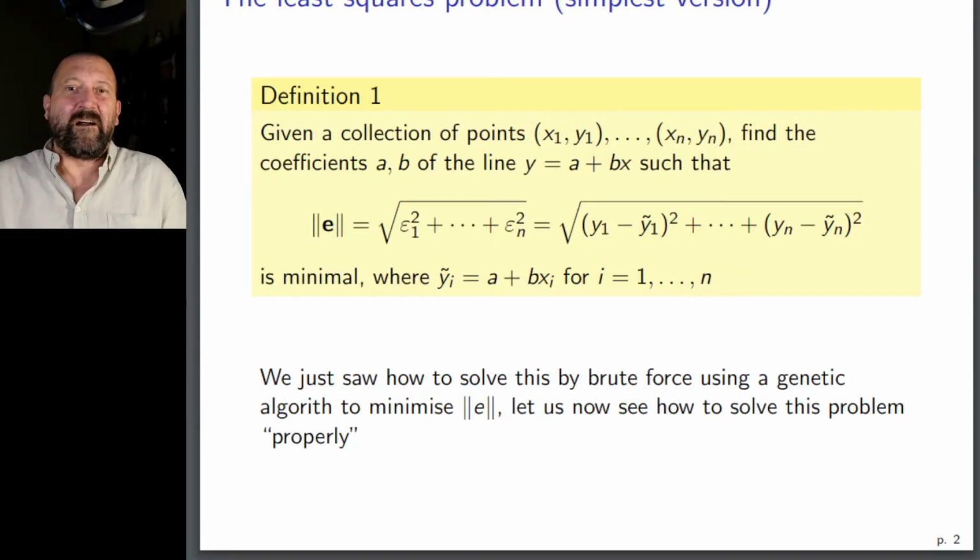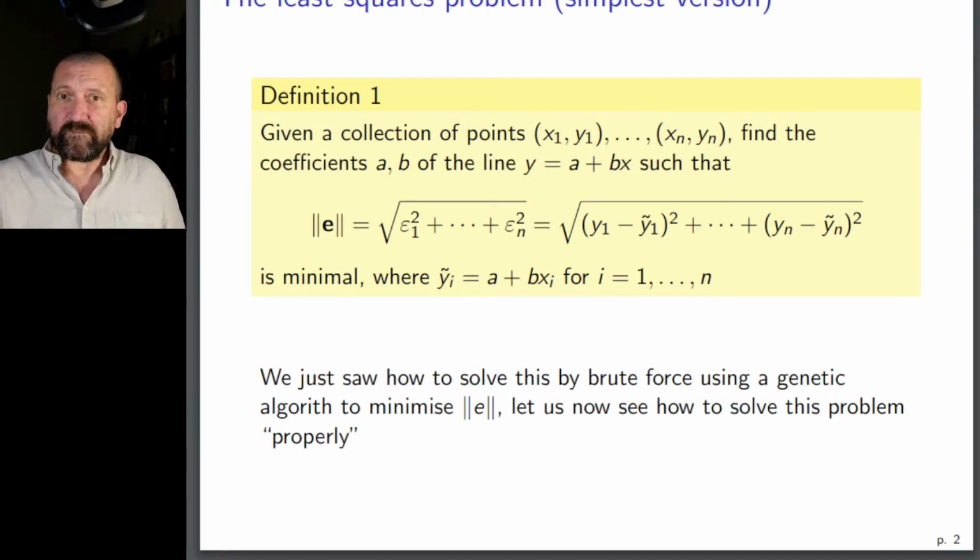I'll remind you that a least squares problem, in the way we formulated it to that point, is: you have a collection of data points x1, y1 to xn, yn, and you want to find the coefficients a and b of the line y equals a plus bx such that the norm of the error vector is minimal, where y tilde, used in the computation of this norm, is given by evaluating the value of the function y equals a plus bx at the point x equals xi.